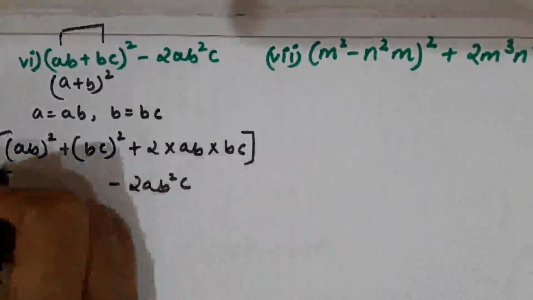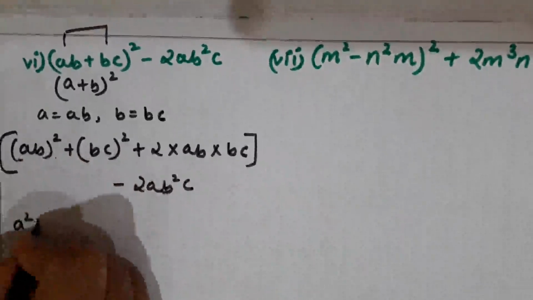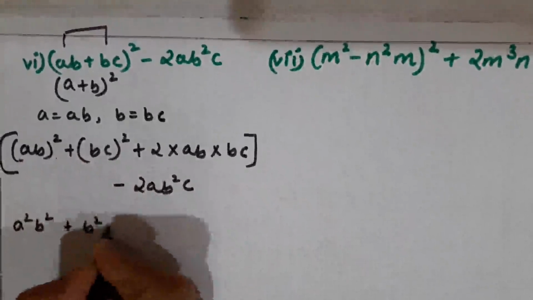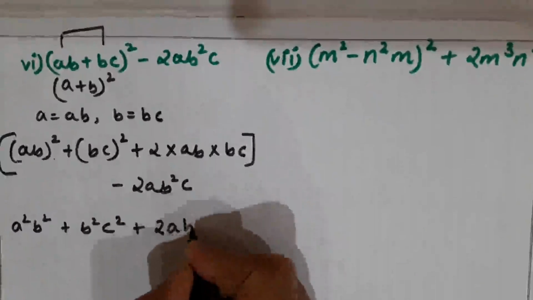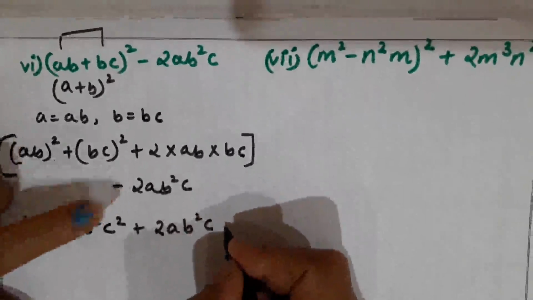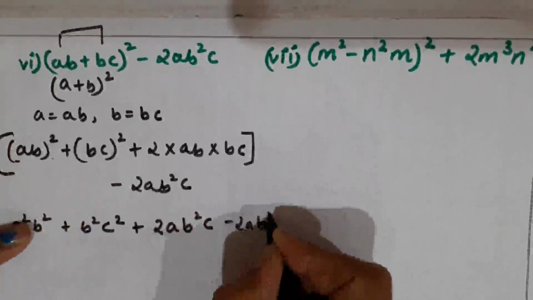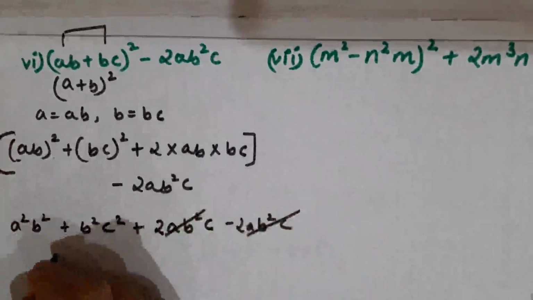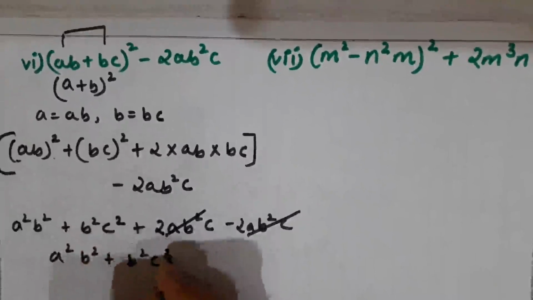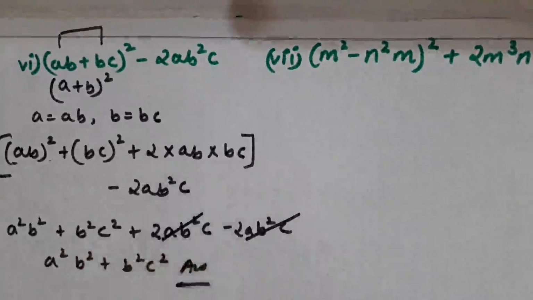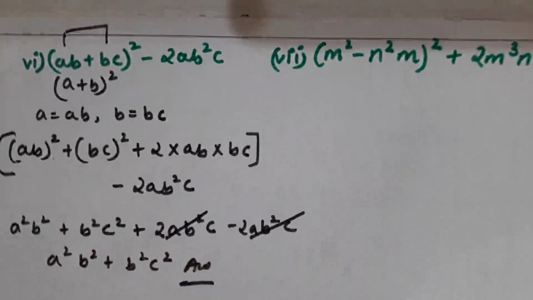Now solve this: A square B square plus B square C square plus 2AB square C. Now this is also with this AB square, so they cancel out each other. At the end you will get AB square plus B square C square. So this will be your answer. Okay, let's move to the next part, part 7.